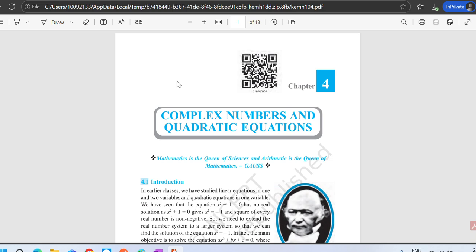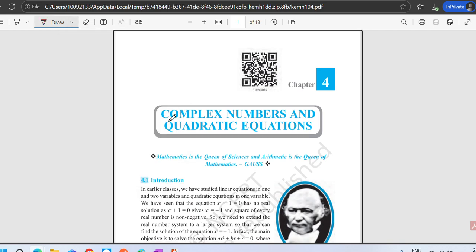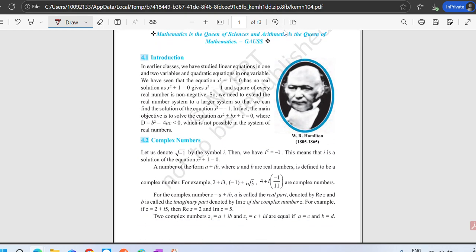Hi, today we are going to start chapter one for class 11, that is complex number. Okay, complex number and quadratic equation. So first I'll tell you in this lecture some part of complex numbers. Okay, so let's see what is that complex number.